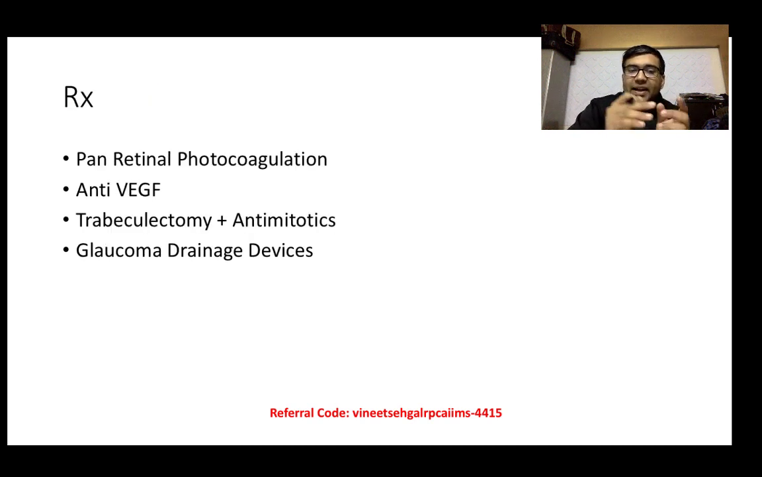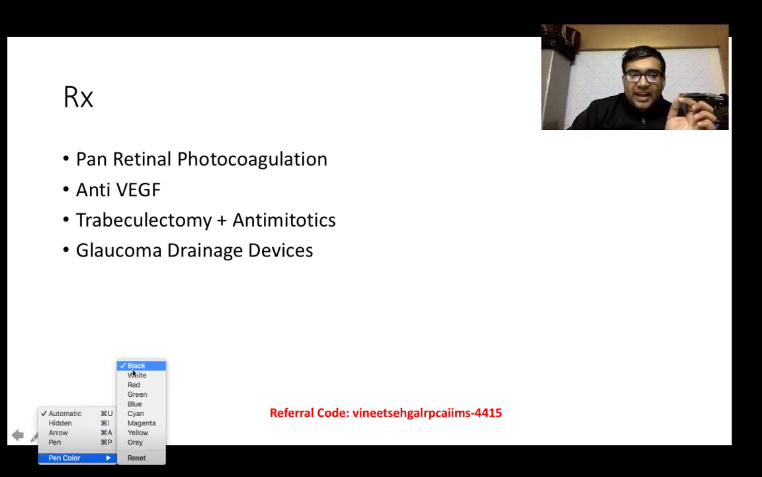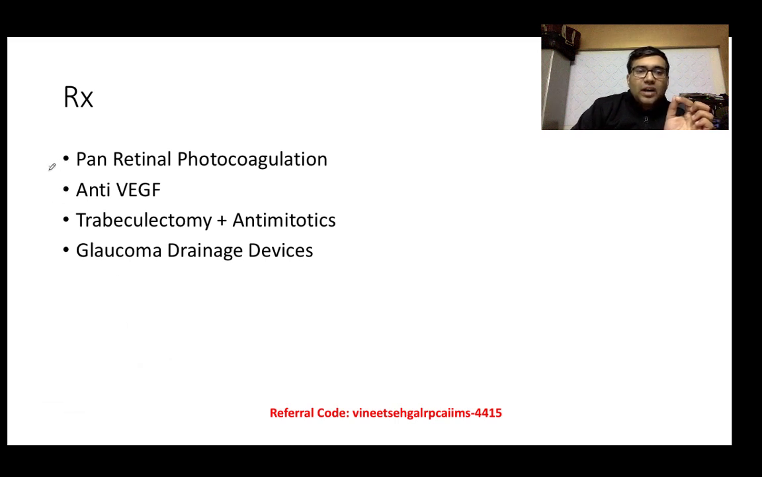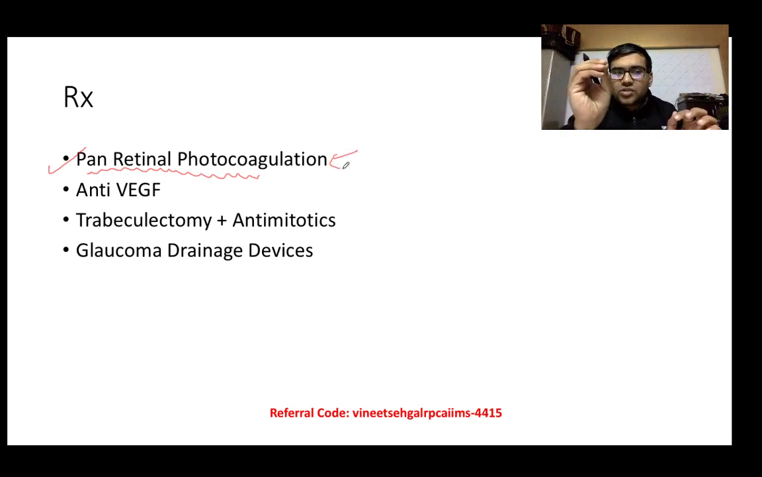And what is the treatment? Remember, the first treatment that you do in the cases of NVI is a pan-retinal photocoagulation. The reason is that the main cause of glaucoma in these cases is not just an IOP elevation, but these new vessels which have caused the outflow obstruction. So first, you have to reduce the formation of these new vessels.